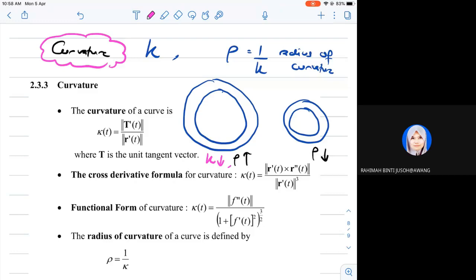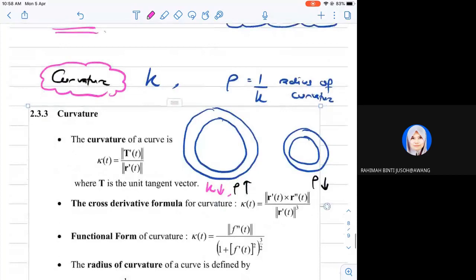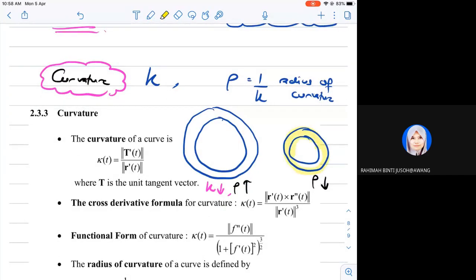Tetapi kalau you bayangkan roundabout tu kecil, you nak pusing roundabout tu, you kena lipat habis you punya handle basikal. Betul? Kalau you lalu dekat roundabout kecil, you kena pusing habis steering kereta you. Betul tak? Betul. Which means that the curvature is high. Understand? So, dia ada relationship yang bertentangan lah. Kalau radius tu kecil, curvature dia besar. Tapi kalau radius tu besar, curvature dia kecil.